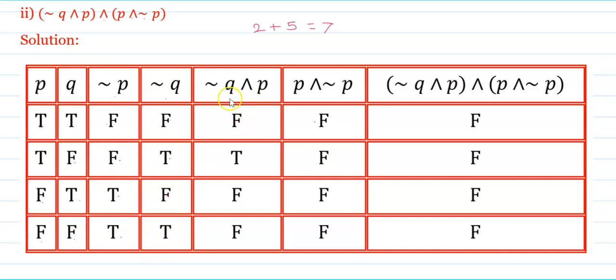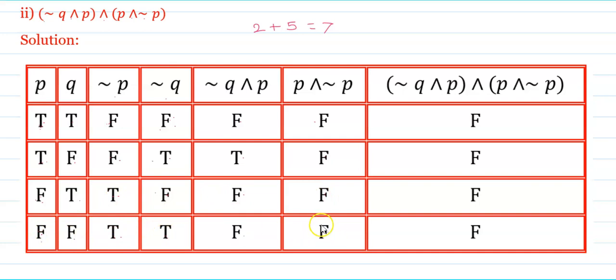Now we'll find out the and between the negation of Q, that is the first, and the fourth. T and F is F, T and T is T, F and F is F, F and T is F, in this way. Now the next, P and negation of P, that is the and between first and third. For and, both of them must be true, then it is true, otherwise false. T and F is F. T and F is again F. F and T is F. F and T is F.